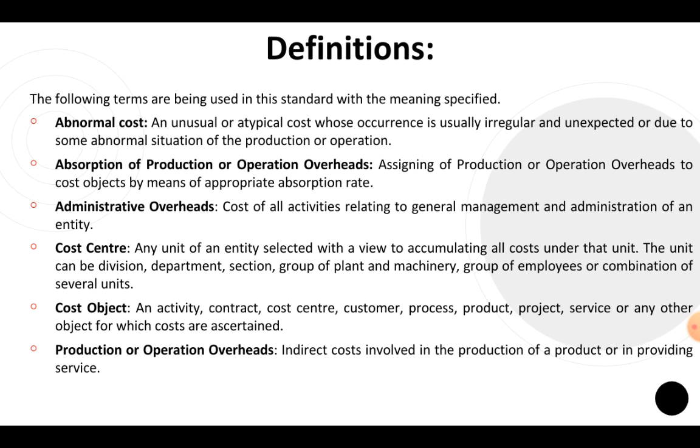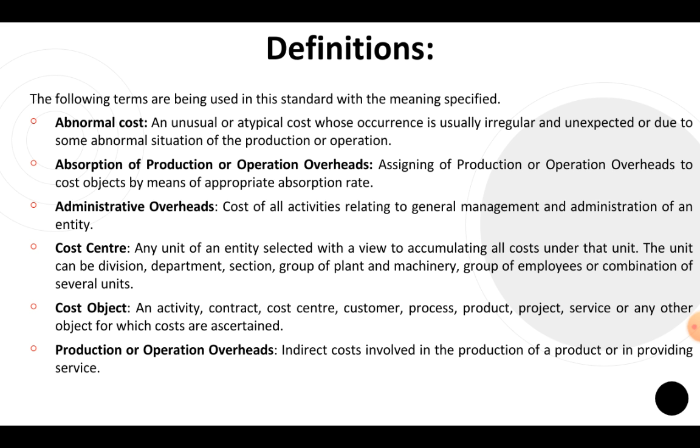Second point, absorption of production or operation overheads. That is when you are assigning the overheads cost to various departments in order for them to be absorbed. Okay, absorbing cost means to reduce the cost by putting them in various departments. So absorption of production or operation overheads is to assign the production or operation overheads to cost objects by means of appropriate absorption rate.